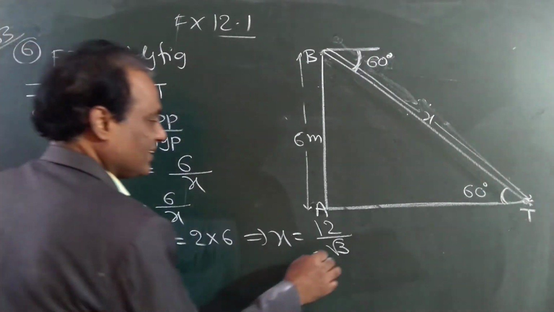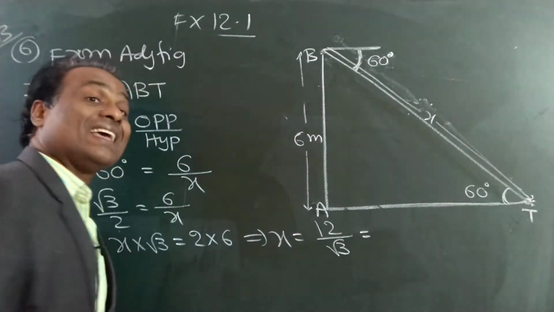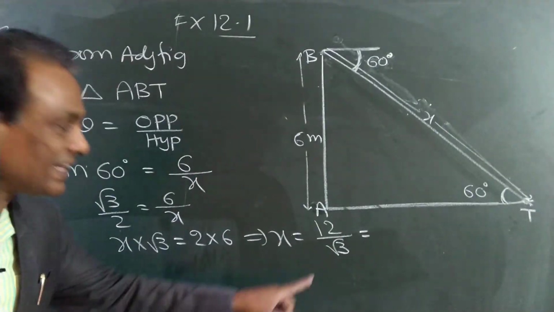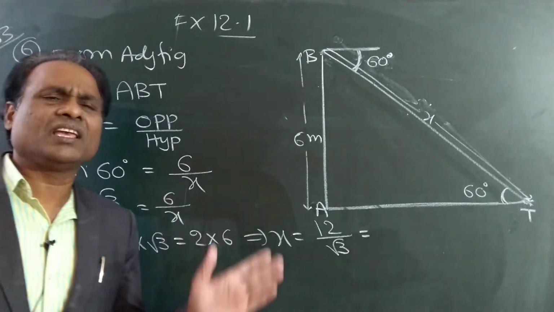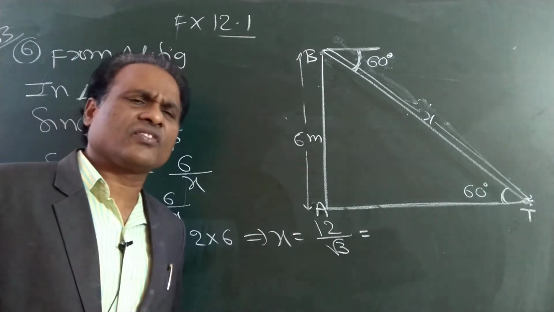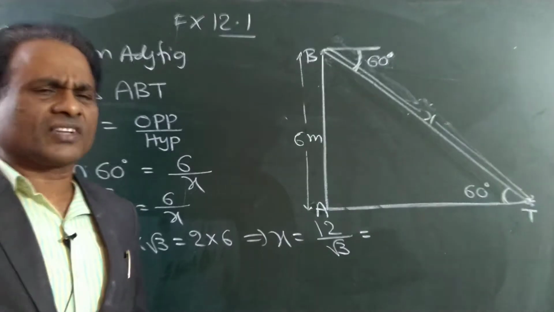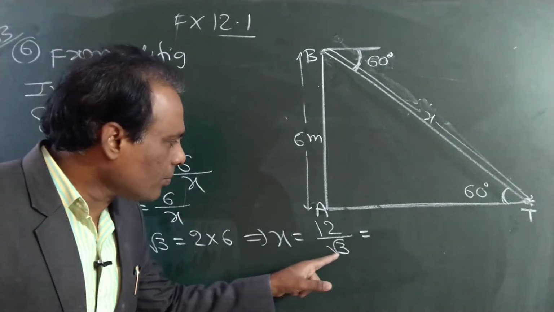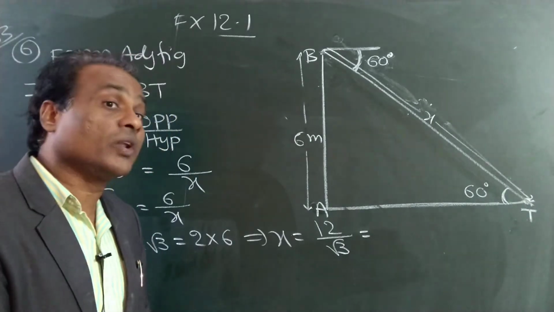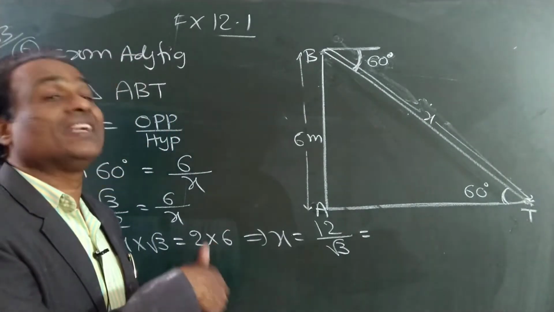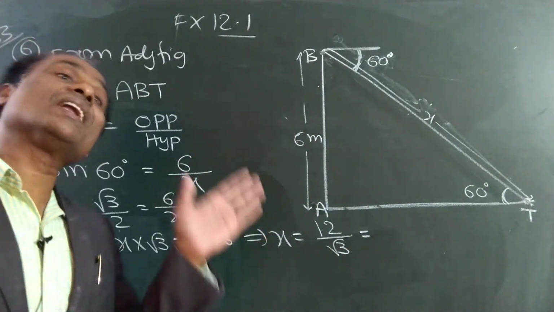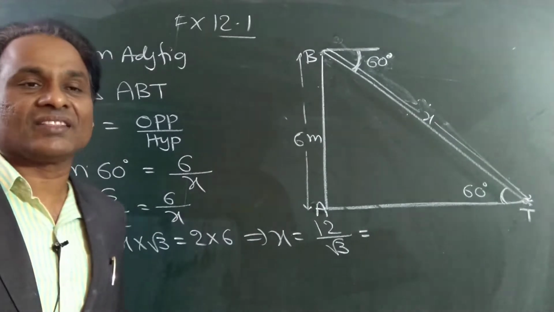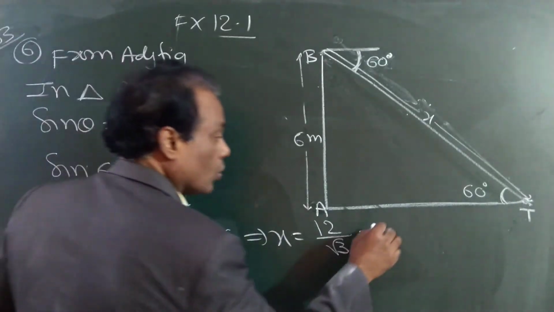Or, rationalizing: multiply the numerator and denominator with root 3. Generally, remember this concept wherever you go, even in higher studies: when the denominator is in the root form, we try to remove that root. We change it into another form. So that is called rationalizing. You studied it in the 9th class first chapter. See how?